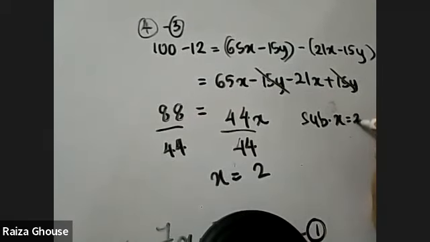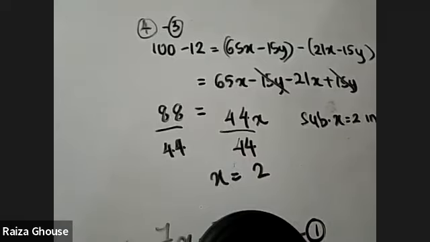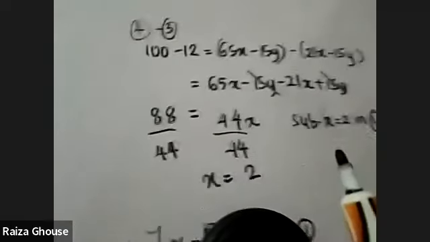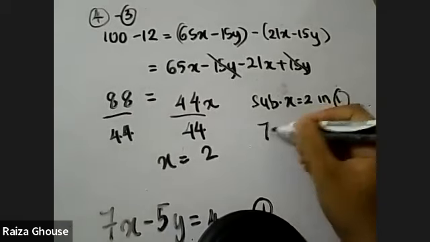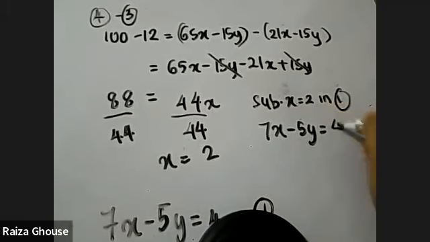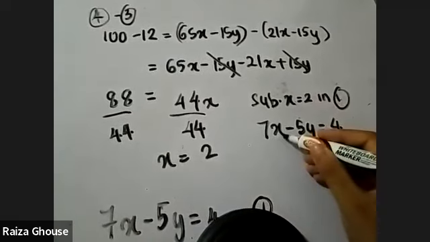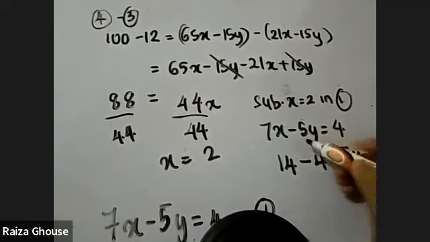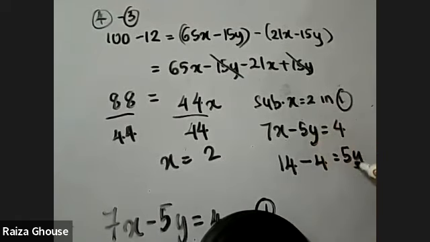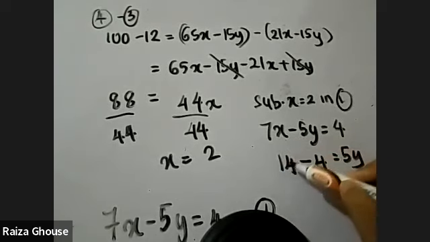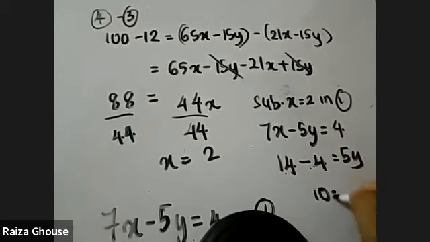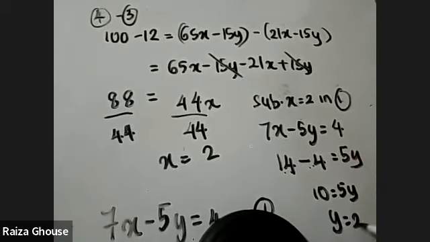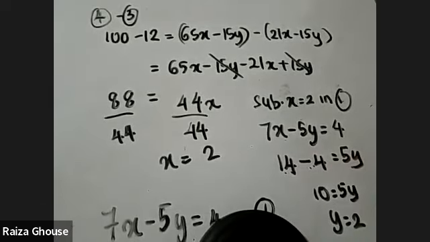Substituting x equal to 2, I'll take my first equation, it is more easy. So first equation 7x minus 5y. I'm going to substitute x is 2. So 7 times 2 is 14. 14 minus 4 equal 5y. I took the negative one to this side and made positive, took the positive 4 to this side and made negative. 14 minus 4 is 10. 10 equal 5y. So y equal to 2. Yes, that's the answer.